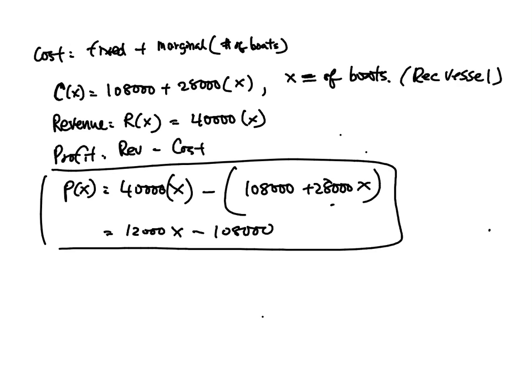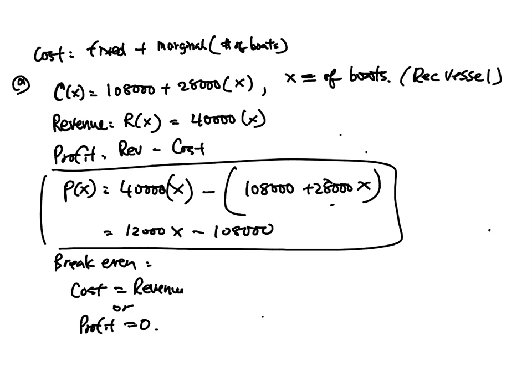Alright, so that'll take care of part A. Part B, determine how many boats must be sold to break even. So break even means what? Break even means either the cost is the same as revenue, or profit equals 0, right? Because if your profit is 0, that means you're not making money or losing money. So that means you're breaking even. I am going to stick with profit equals 0 because I have the profit equation.